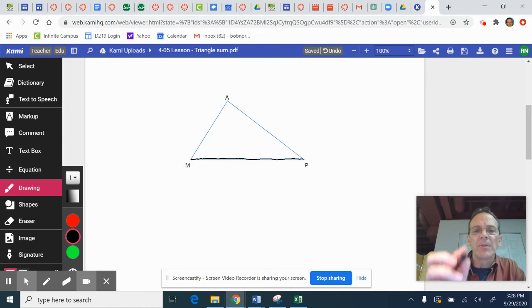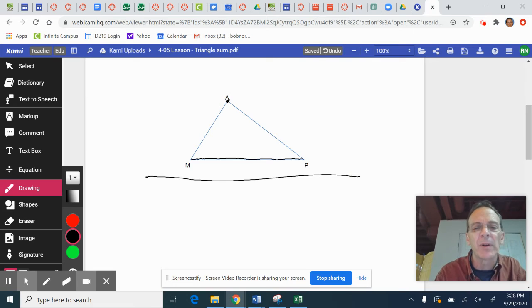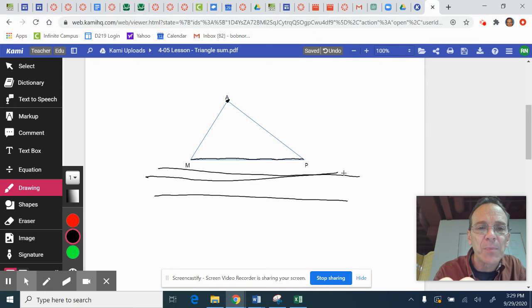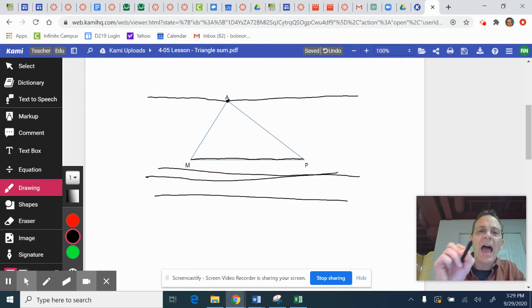Okay. But that also goes through point A. It's got to be parallel to MP. So here's a line parallel to MP, sort of. Here's another one parallel to MP. Here's one parallel to MP. But I want a line that's parallel to MP going right through this point A. This is going to help me prove that the three angles of this random triangle have to add up to 180 degrees.